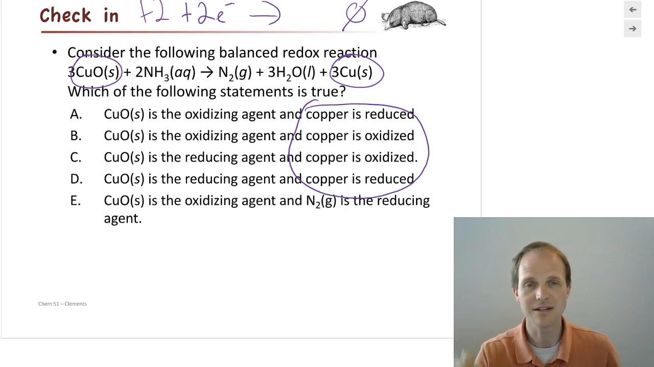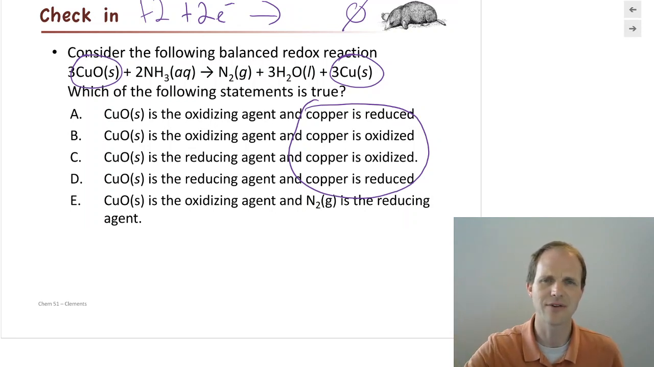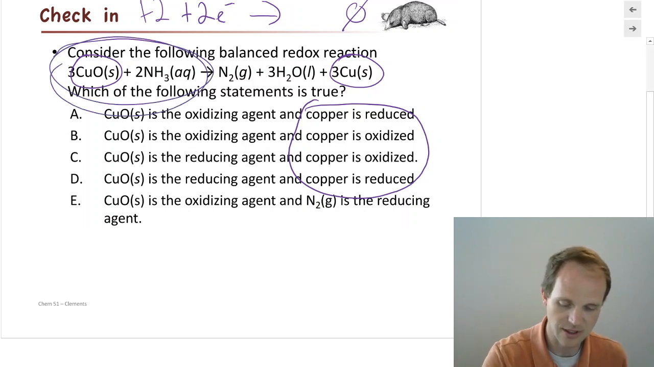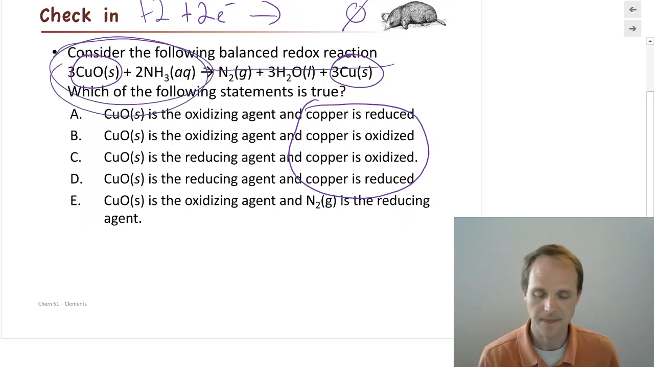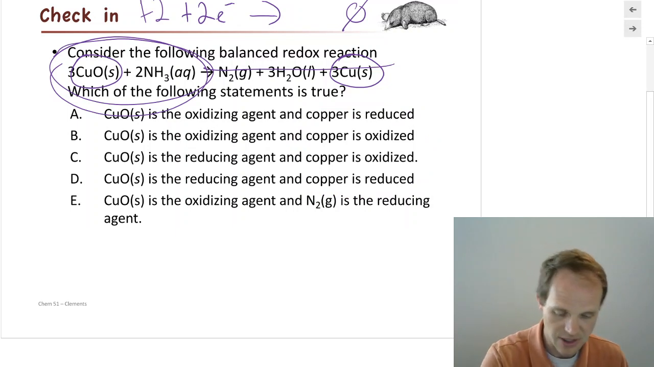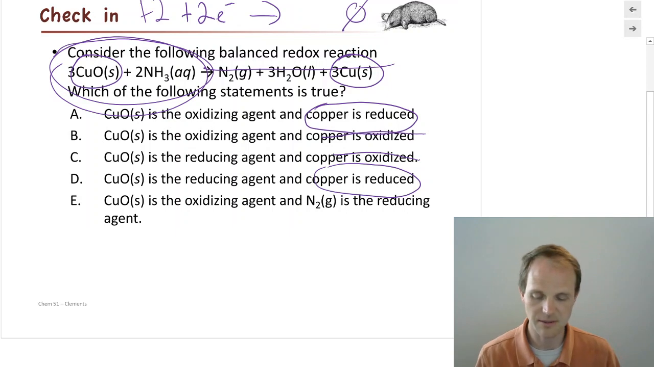When we're talking about oxidation and reduction, it's always reactants. It's never, ever products. Right? So when we're talking about oxidation and reduction, we're only looking at these. We're never looking at those. Okay? So if I'm saying that copper is oxidized or copper is reduced, I'm really talking about the copper inside the copper 2 oxide. We decided that was reduced, so we know it's going to be either A or D. It's not going to be B or C.